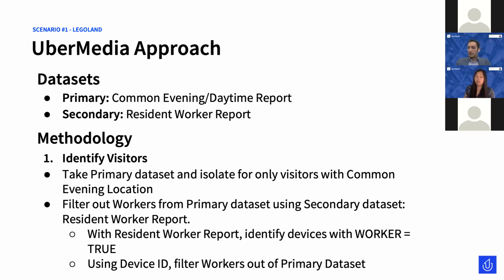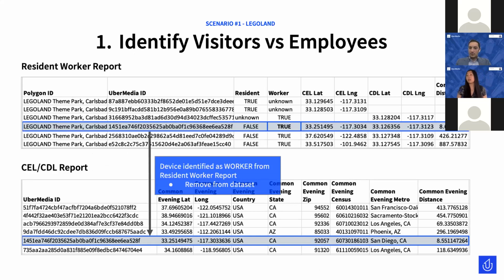So here's our methodology. The first thing that we do is identify visitors versus employees. We'll take that resident worker report and look at whether they are a resident or a worker, so true or false. And if it's true, then we'll go to the common evening, common daytime data set, and we'll remove them so they're not included in the analysis.